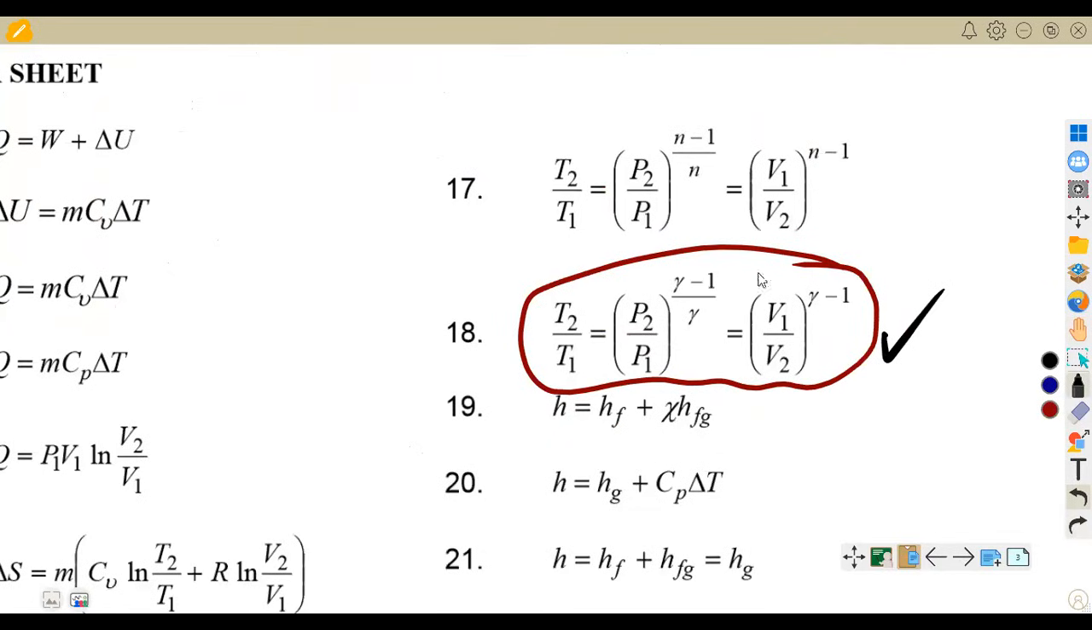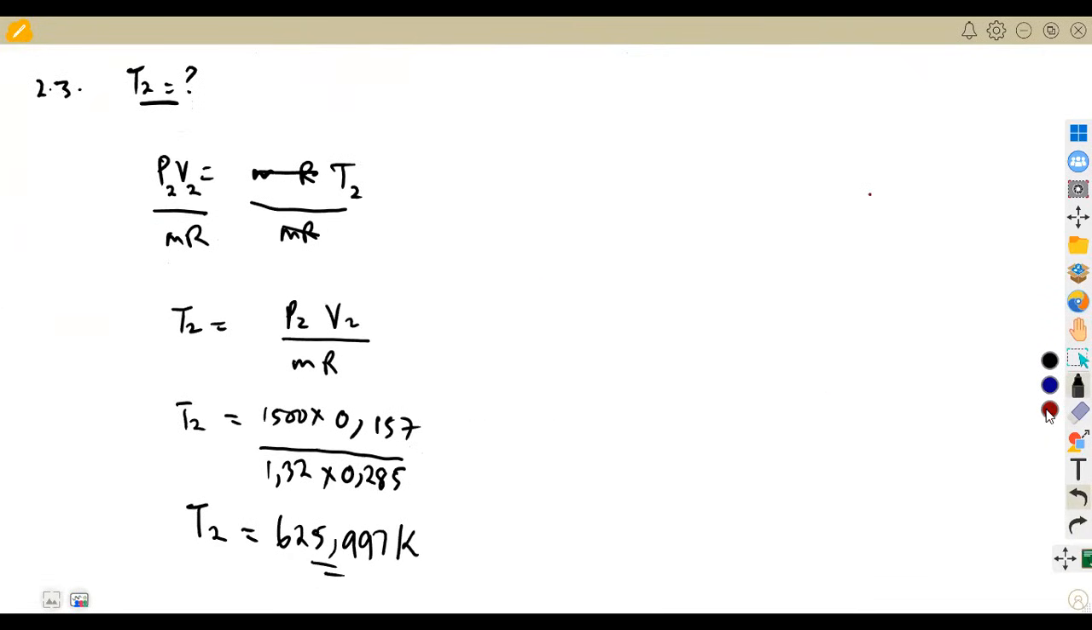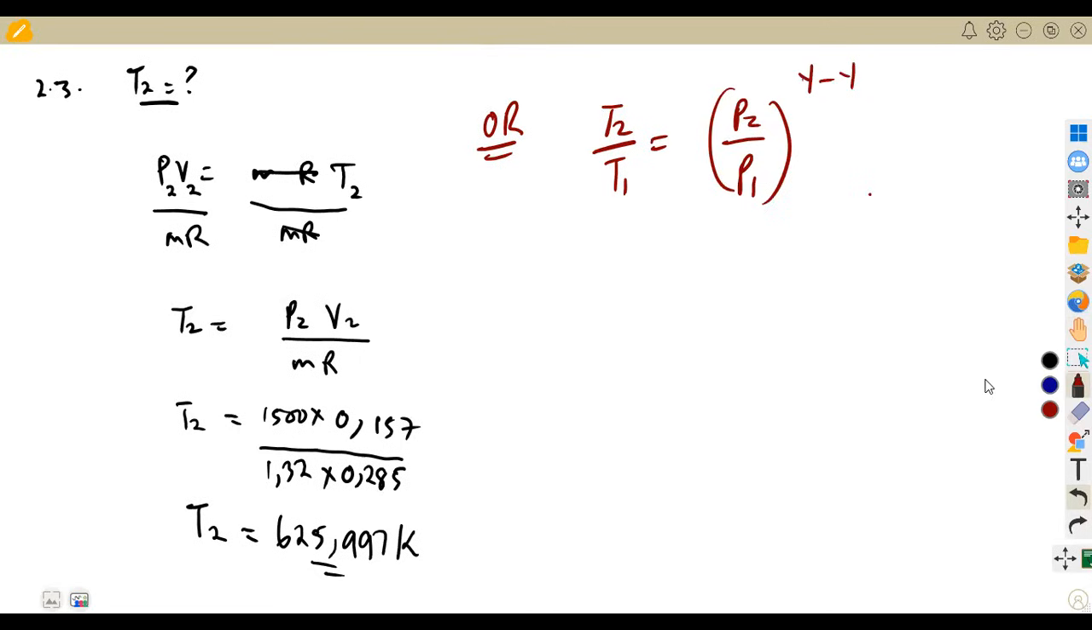It's just one and the same formula, but here we are working with the gamma. So we are going to use this formula and see how we're supposed to have this T2. So we saw that T2 over T1 can be given as P2 over P1 to the exponent of gamma minus 1 over gamma, which is equal to, for the volume, V1 over V2 to the exponent of gamma minus 1. We have P2 and P1, we've got V1 and V2.